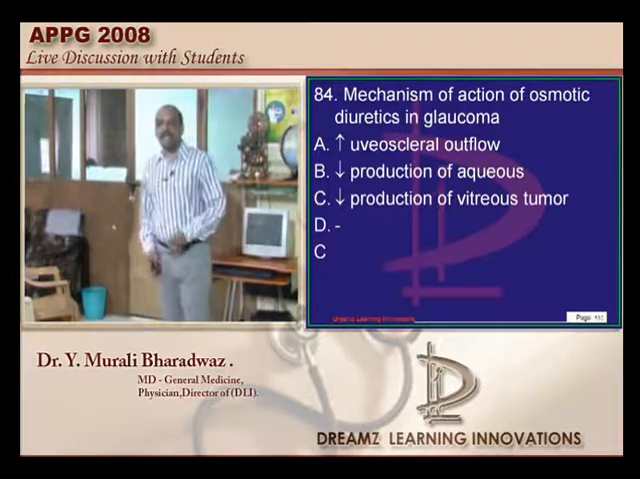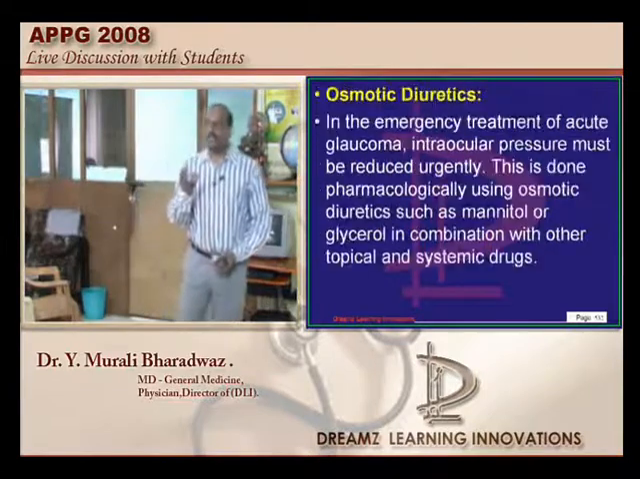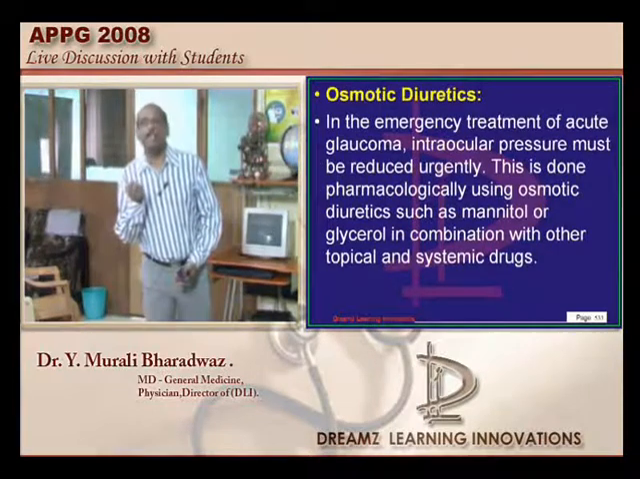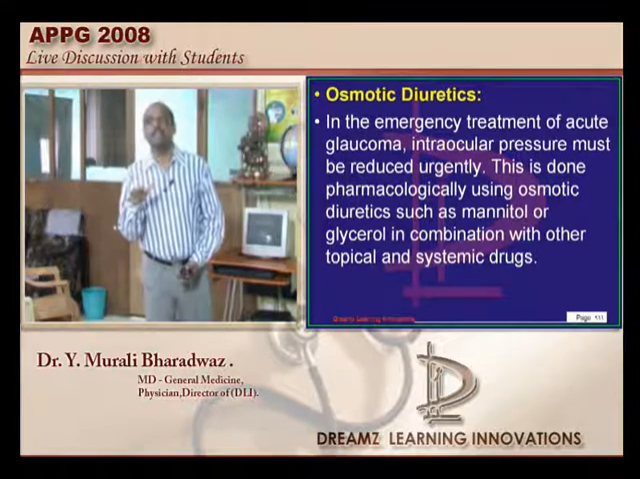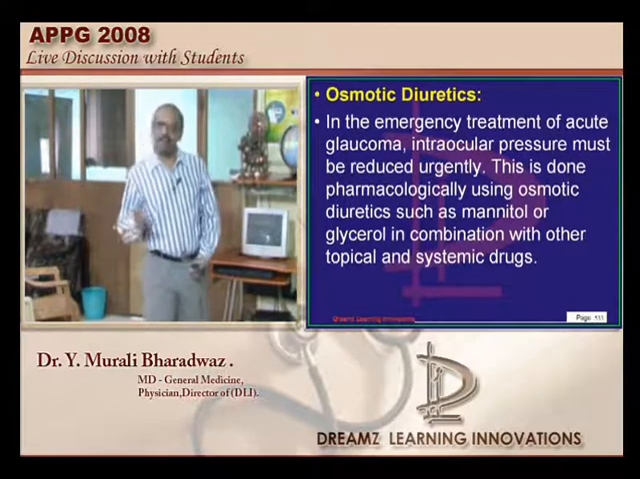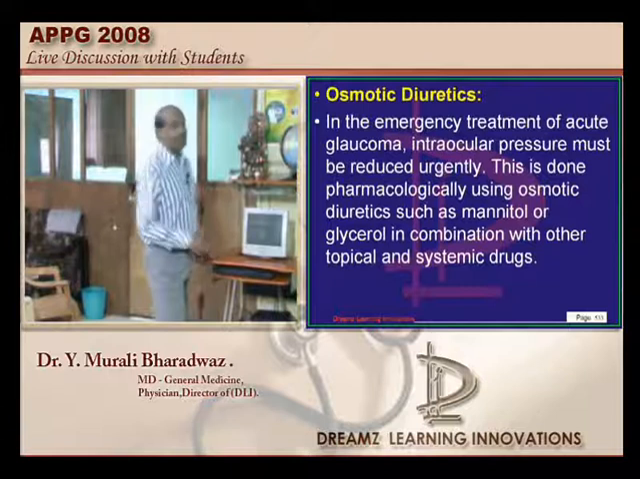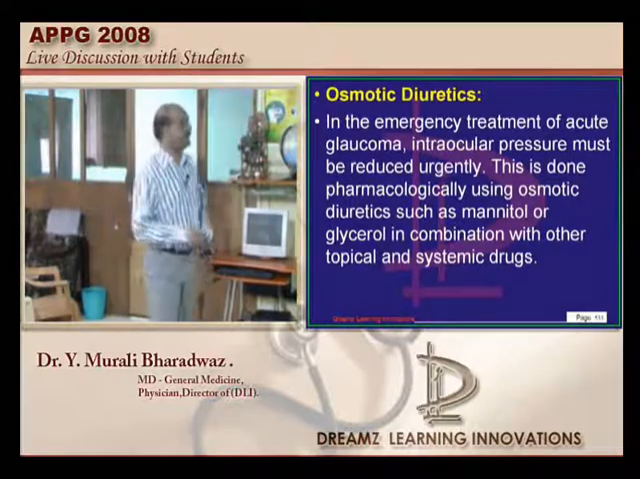The question was given, options was vitreous humor size is shrunken or production is decreased. Okay, production is decreased means that becomes the answer. Now tell me, doctor, what is the mechanism of osmotic diuretics?